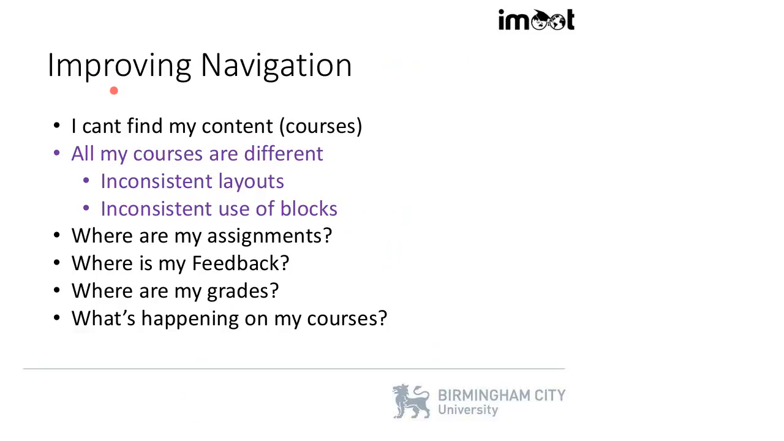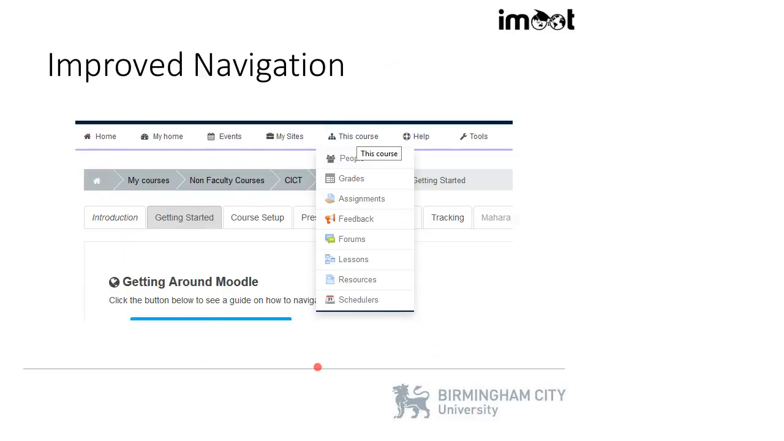So in terms of improving navigation, the kind of complaints from students that we used to get, I can't find my content on my courses, quite often related to an enrolment issue, or they just didn't know where to go. This comes back to consistency. It was a big complaint from students that we had inconsistent layouts and inconsistent use of blocks. Where are my assignments? Where's my feedback? Where are my grades? Or what's happening on my courses? So this was another area we sought to address.